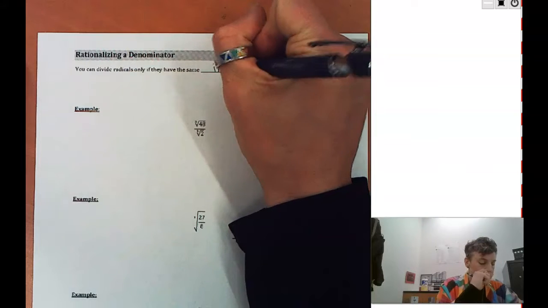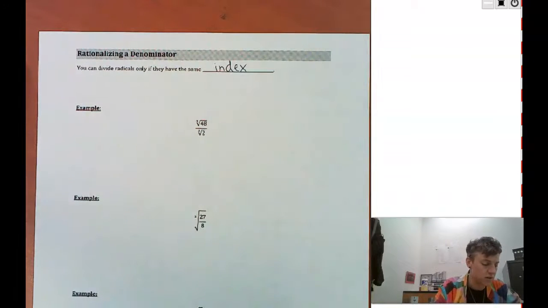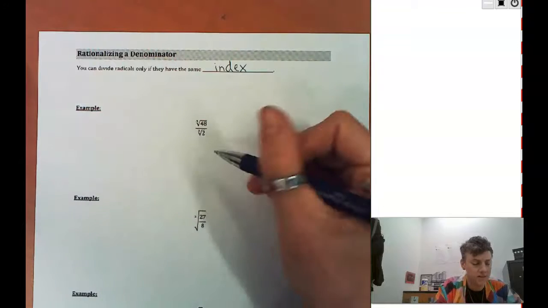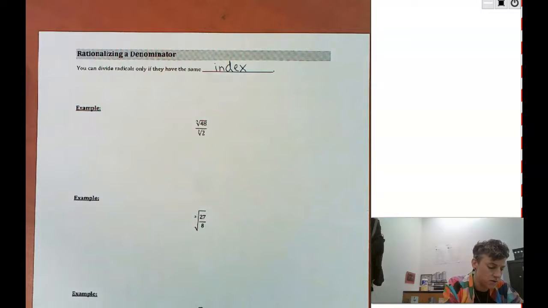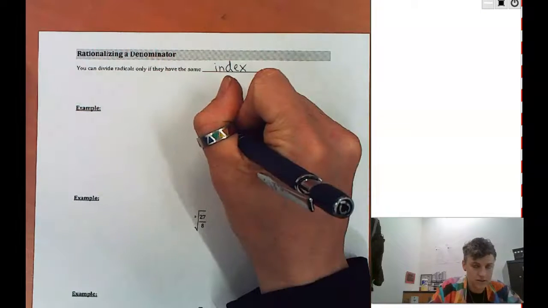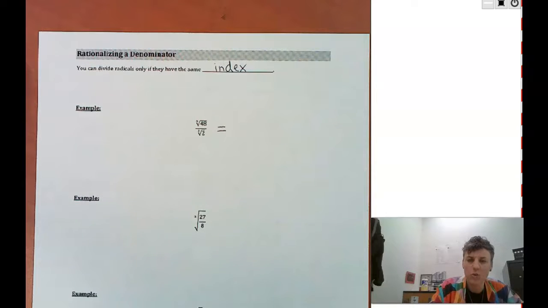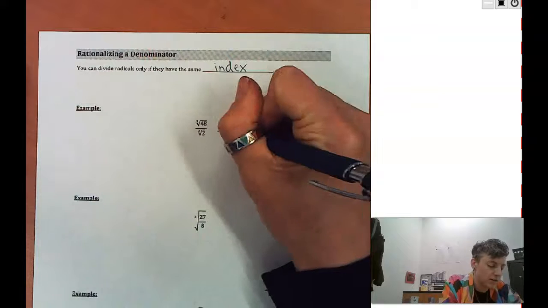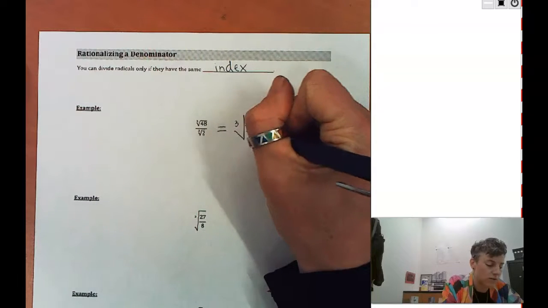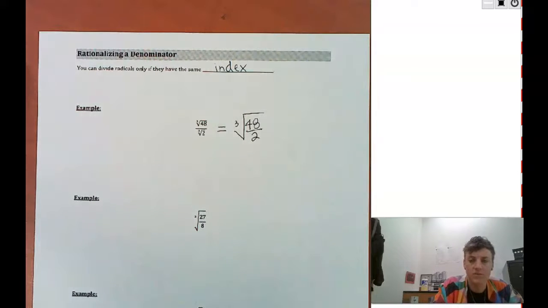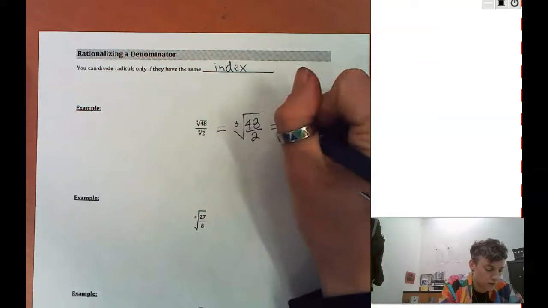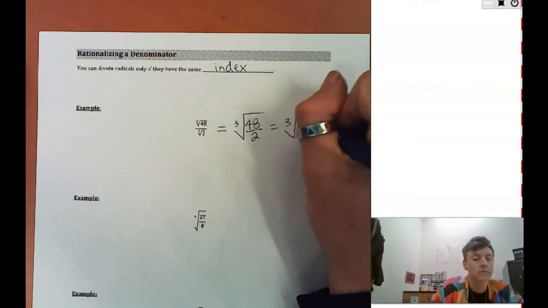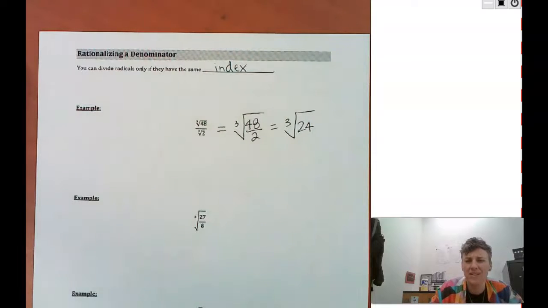They have the same index. All right. So in this example, we have the cube root of 48 divided by the cube root of 2. Do they have the same index? Yes. That's 3. So that really is the cube root of 48 divided by 2. Well, what the devil is that? 48 divided by 2, that's 24. So this is really the cube root of 24. I wonder if we could break that down. Let's give it a try.